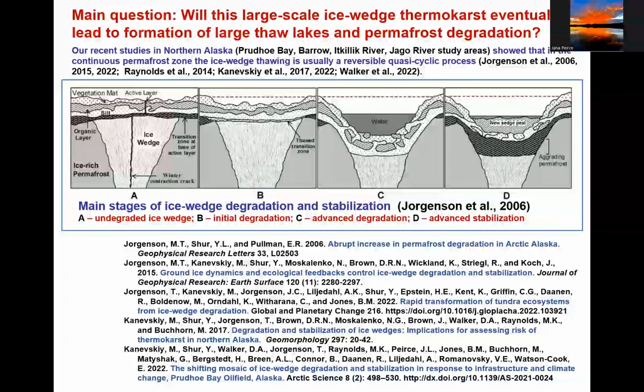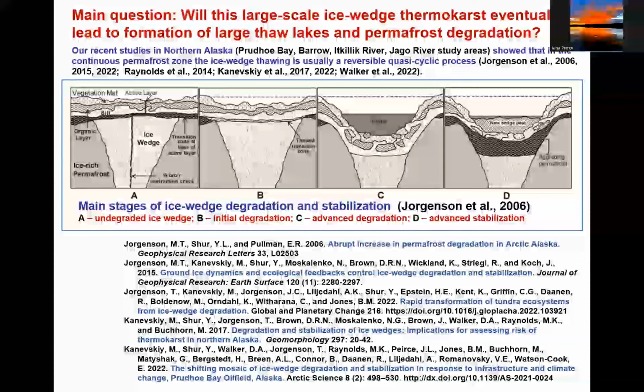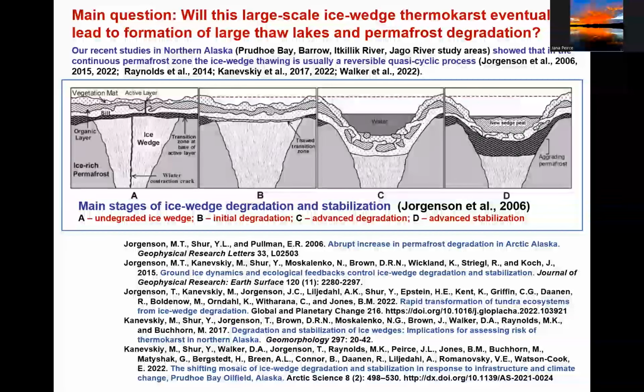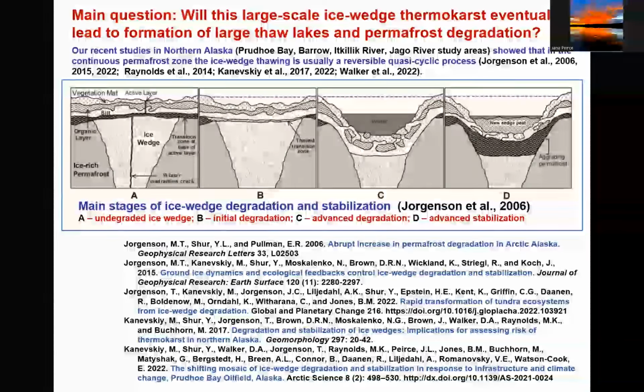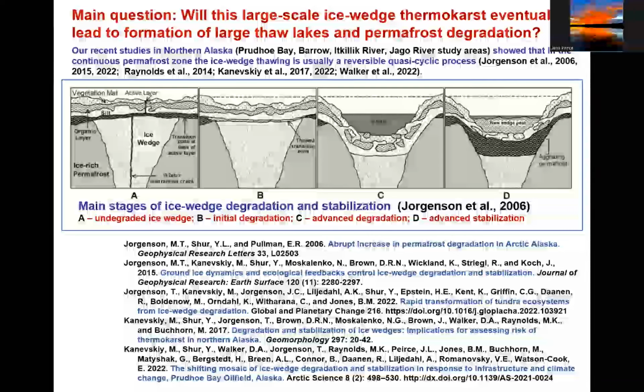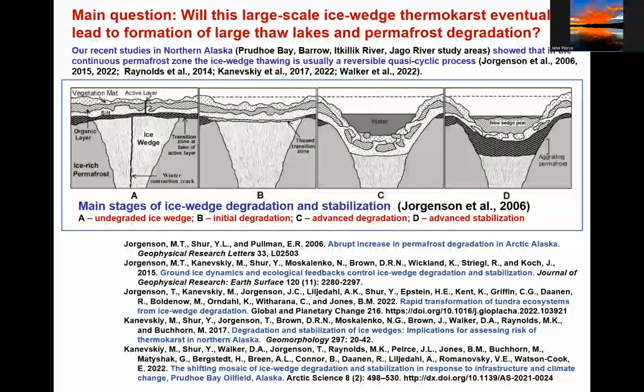And the biggest question: what will happen next? Will these degrading ice wedges turn into something much bigger, like formation of large and deep thermokarst lakes? Would it lead to complete degradation of ice wedges? And in 2006, Yuri and Torre Jorgenson published a paper which showed that in many cases, this process is reversible.